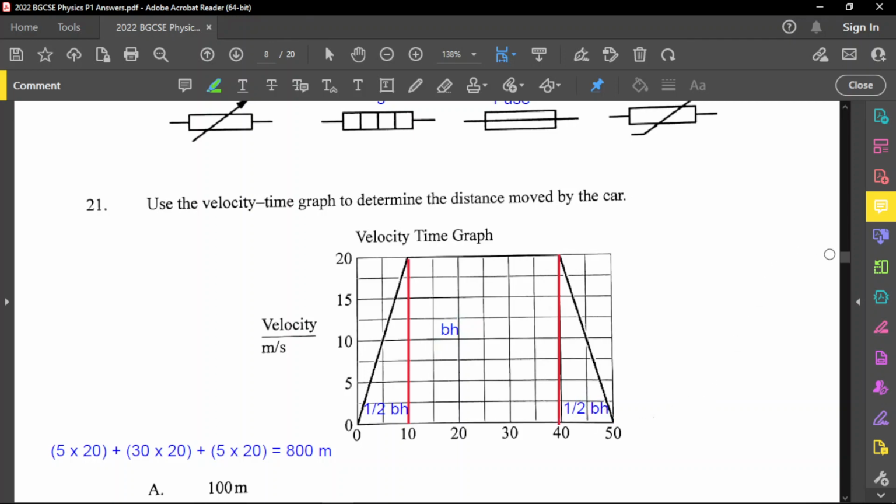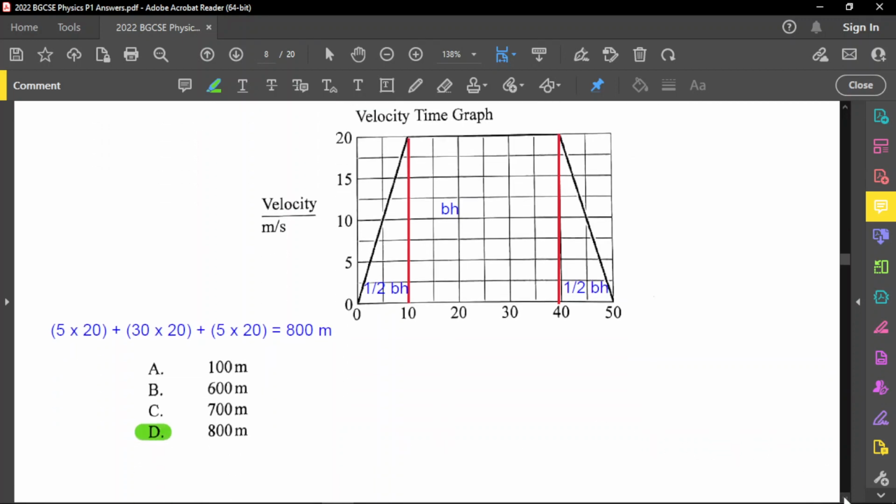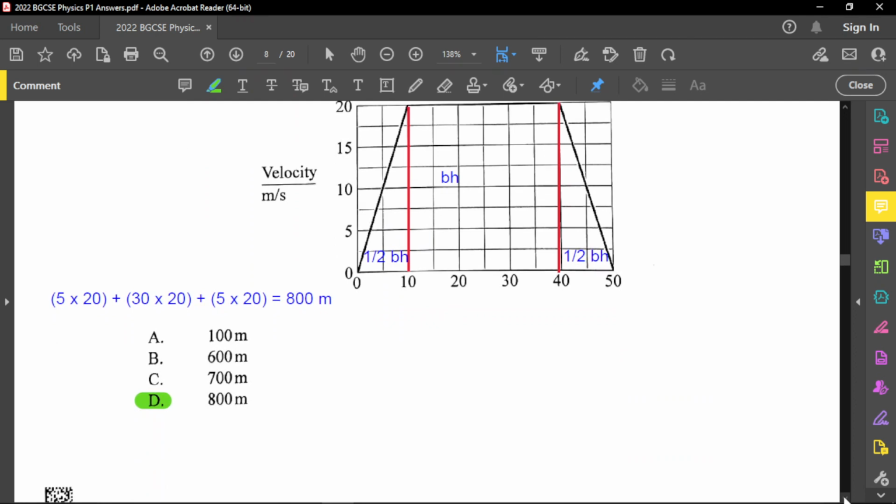And so to calculate the total distance, you're going to say 5 times 20, because here is 10, so that will be 5 times 20. Here will be 30 times 20, and then here will be half of 10, which is 5 times 20. And so therefore the total distance there is 800 meters. Again, you can pause and look at the calculation to understand it properly.